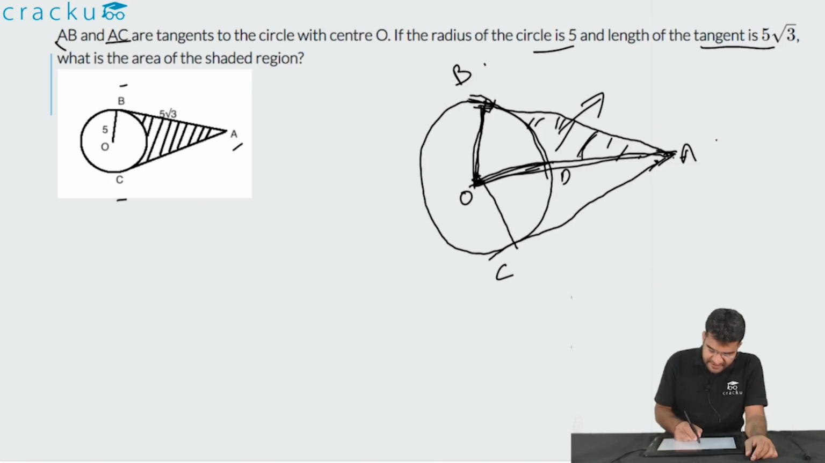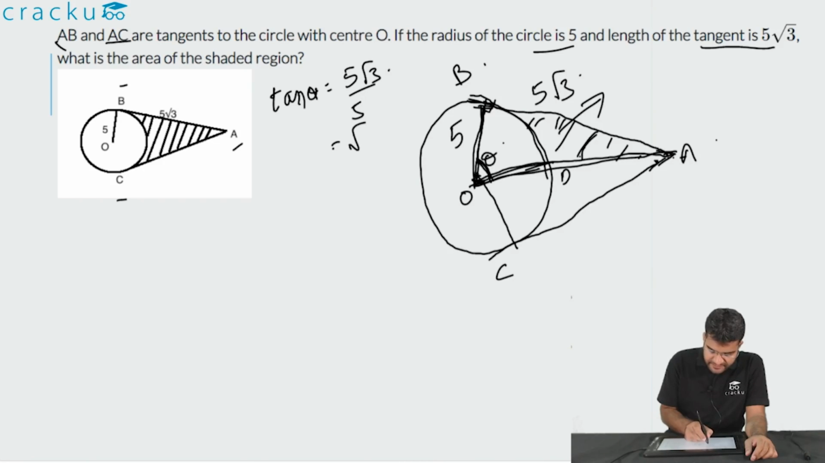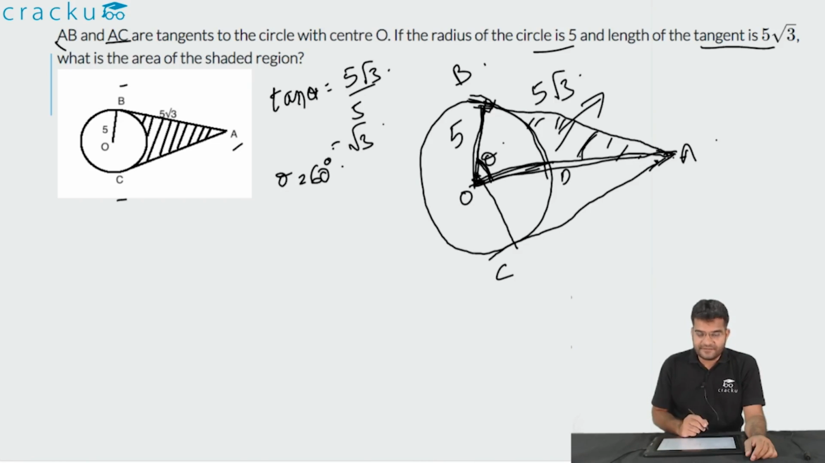Now to proceed further, we will have to first calculate the angle BOA. We know that OB is 5 and the length of the tangent AB is 5 root 3. Now if you assume that the angle BOA is theta, tan theta is equal to 5 root 3, which is the side opposite to it, by 5, which is the side adjacent to it. So this is 5 root 3 by 5, which is equal to root 3. Therefore theta is equal to 60 degrees.